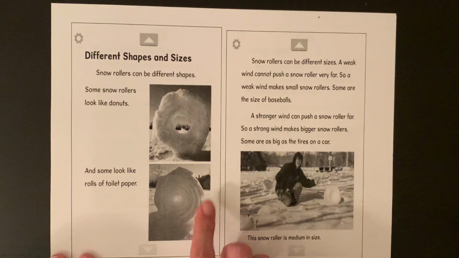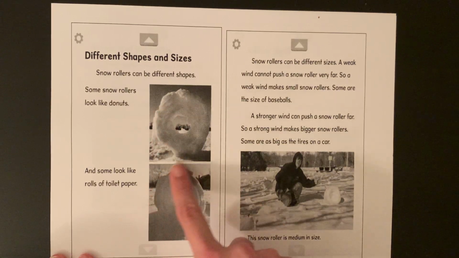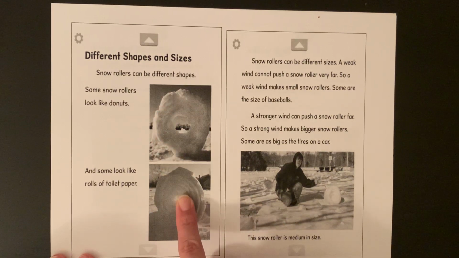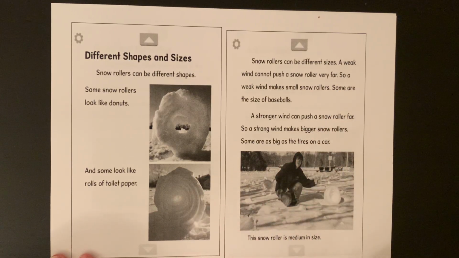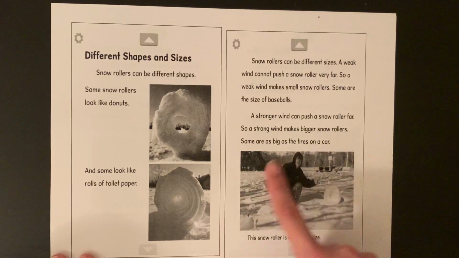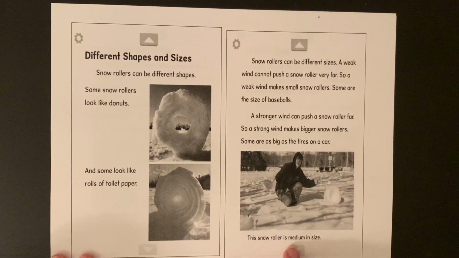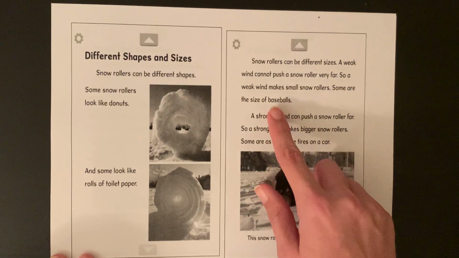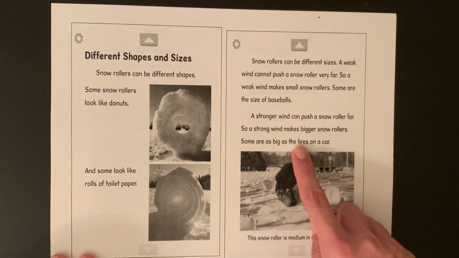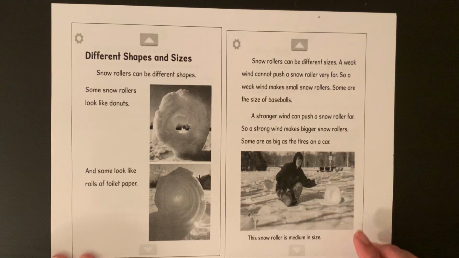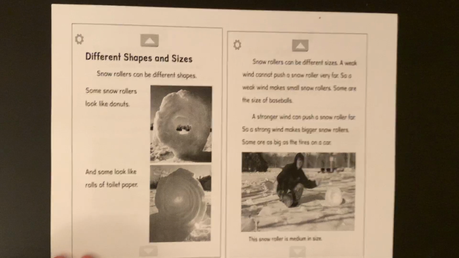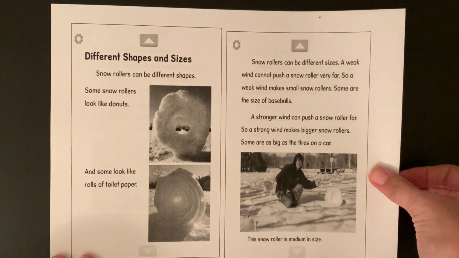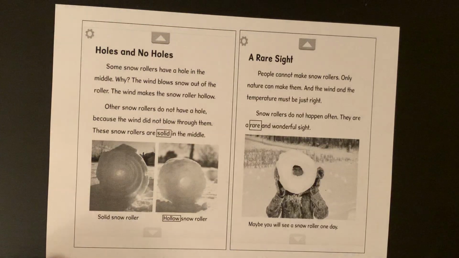So we learned on these pages they can be donut shaped, toilet paper spiral shaped, they can be small or big. And then this picture here shows us this snow roller is medium in size, so it's kind of in the middle. It's bigger than a baseball, but it's smaller than a car tire. It's somewhere in the middle. All right, let's move on to our next page.